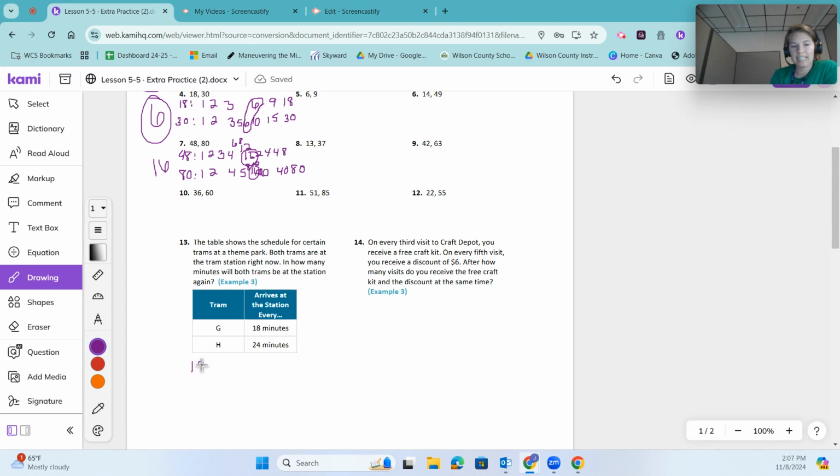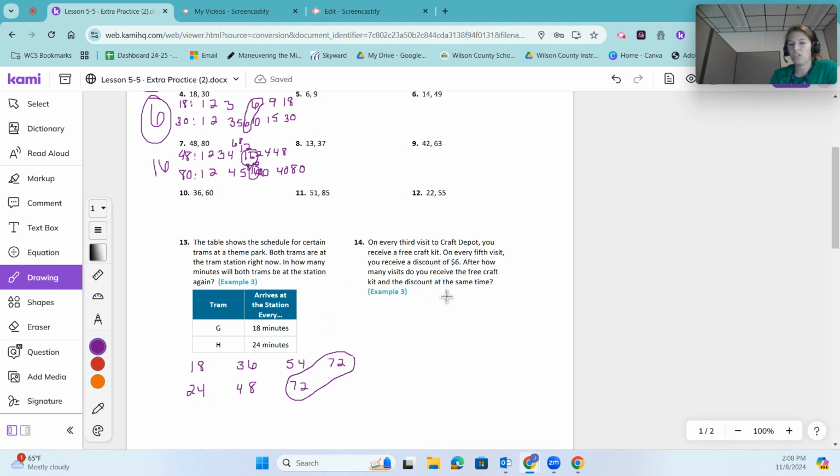So 18, then 36, 54, then 72. And let's see, if we list out 24, 48, 72. So 72 is the smallest multiple. So in 72 minutes, they'll both be at the tram station again. Does that make sense? The H tram will have only been around 3 times, whereas the G tram would have been around 4 times, but it would take 72 minutes to get there.